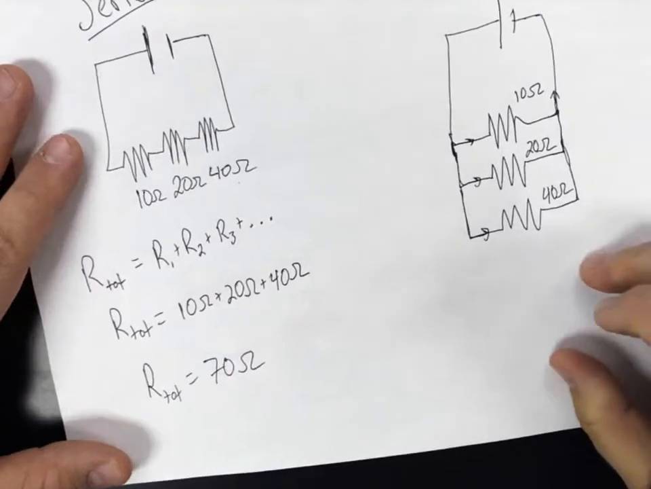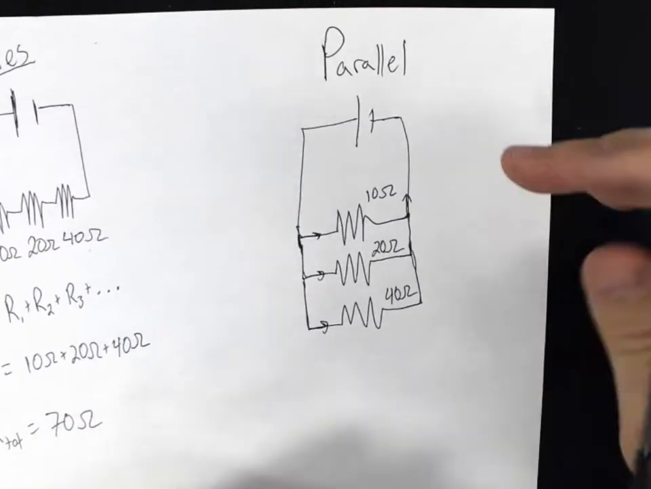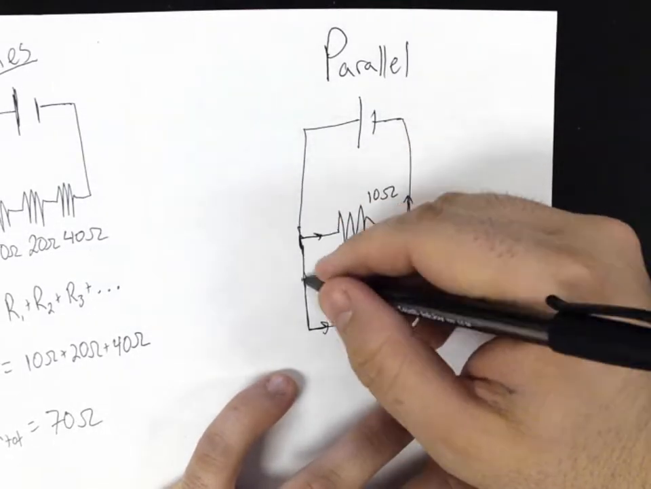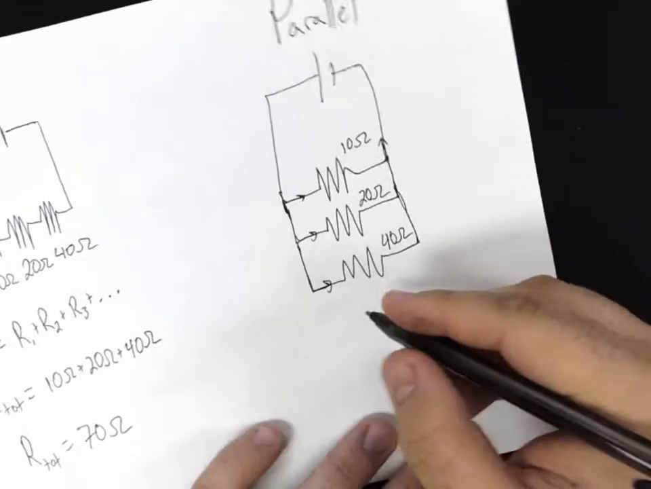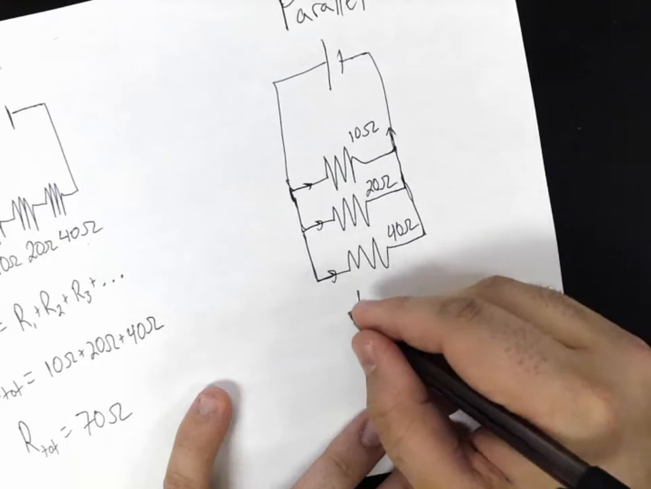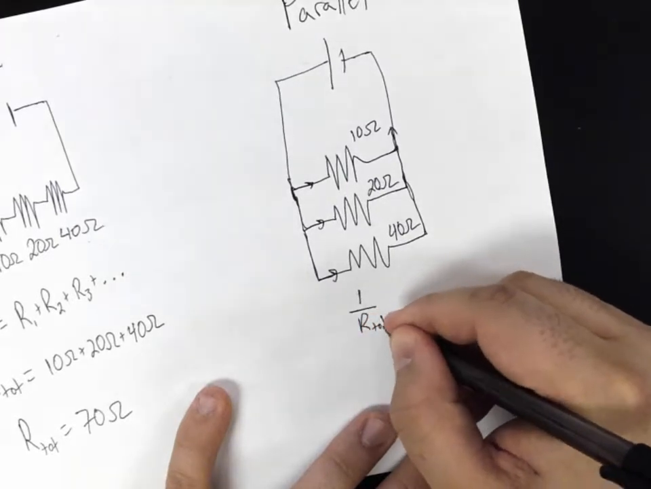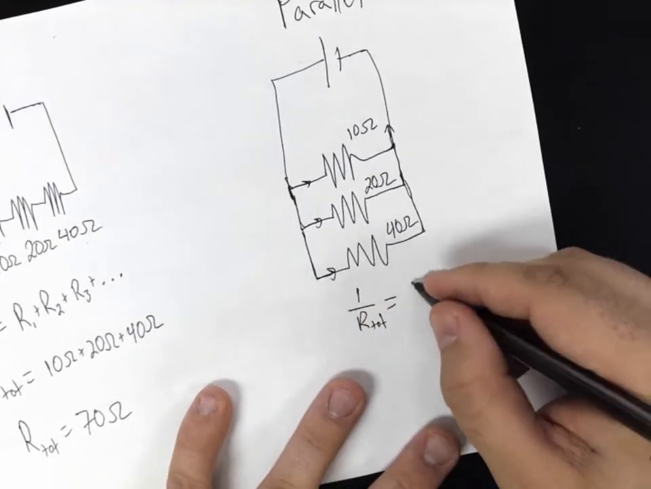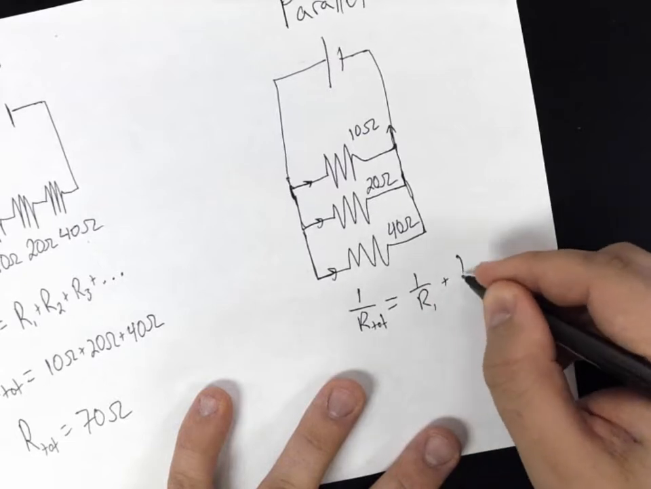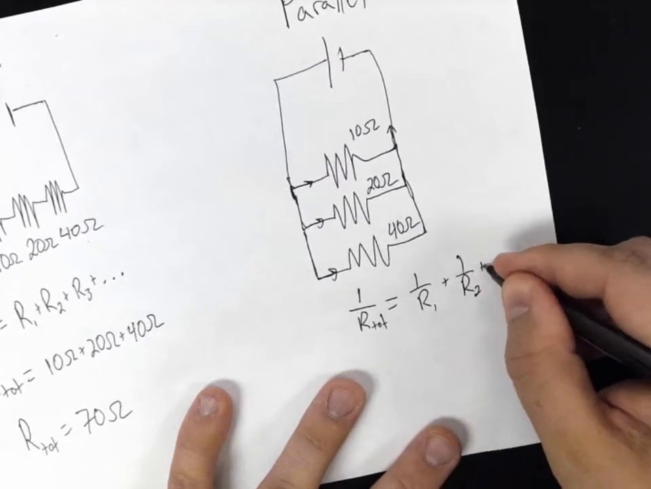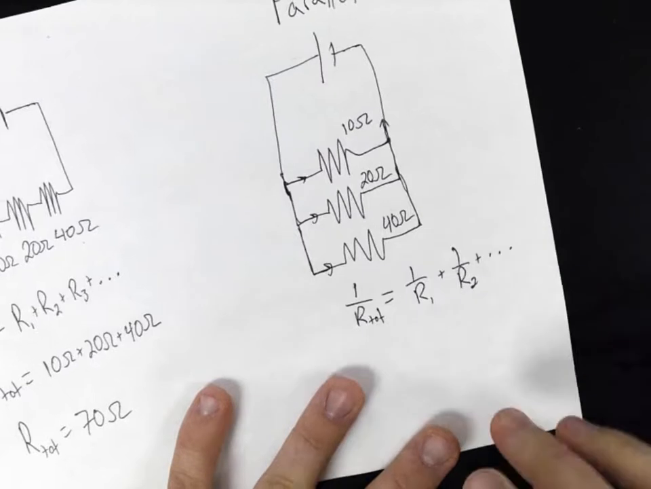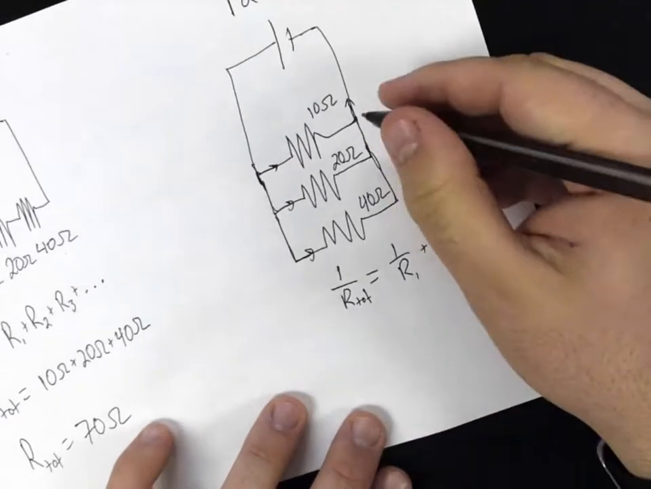Now, over to parallel. Parallel, once again, is the brancher. It branches and branches and branches. In this particular case it has 3 branches, but the general formula looks like this: 1 over R total equals 1 over the first resistor plus 1 over the second resistor plus 1 over the third plus 1 over the fourth plus 1 over the fifth, however many you have. In this case, we have 3.